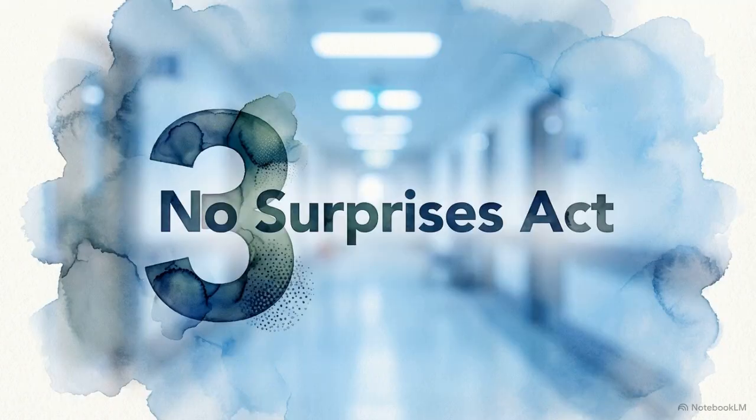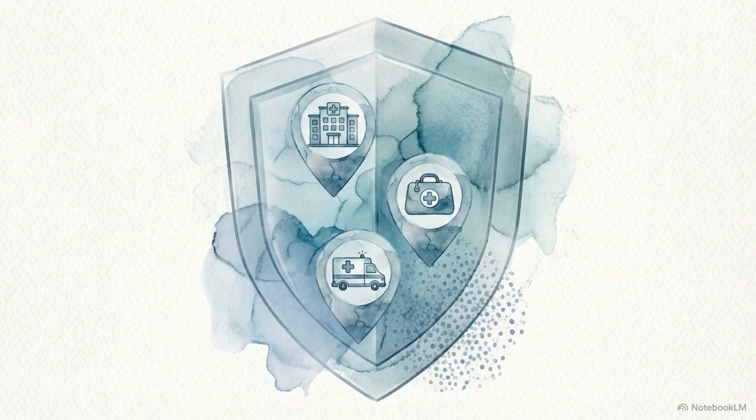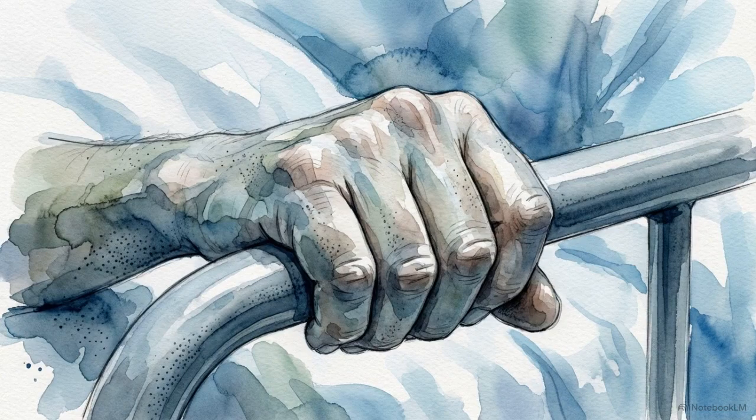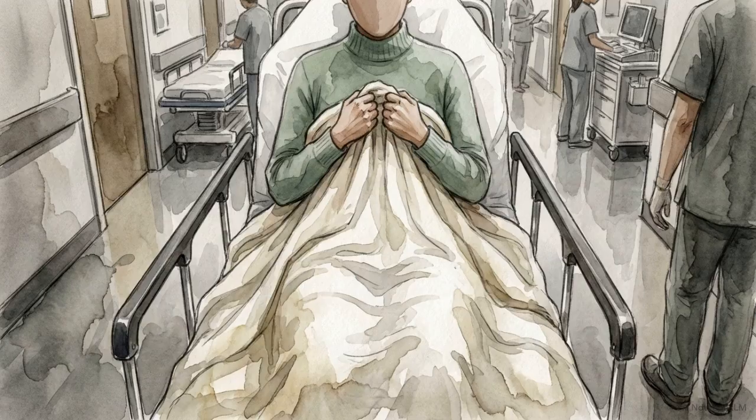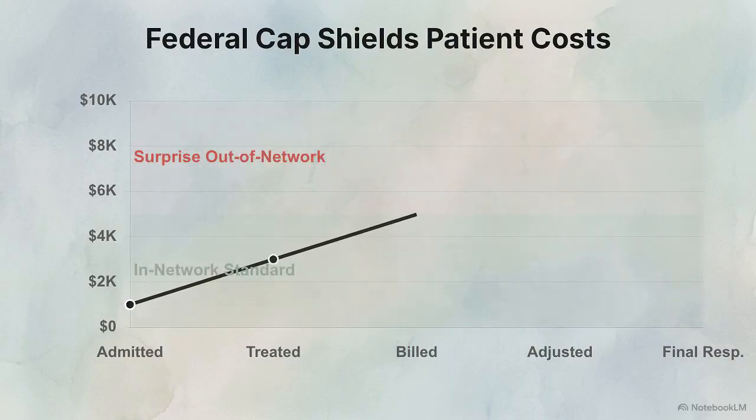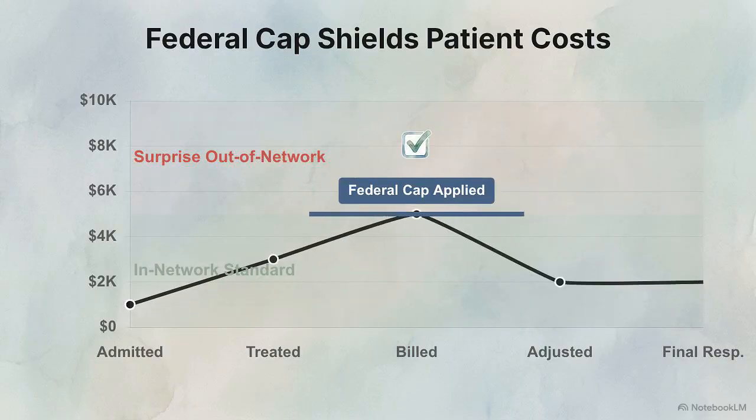Tool number 3 applies when a medical crisis removes your ability to choose. Under the No Surprises Act, emergency care is always billed at in-network rates. It does not matter if the hospital is out of network or the ambulance service is out of your plan's network. The law recognizes that you cannot shop for an ER during a cardiac event. Because emergencies remove patient choice, the law removes the financial penalty, capping your responsibility at your standard in-network cost-sharing amount.